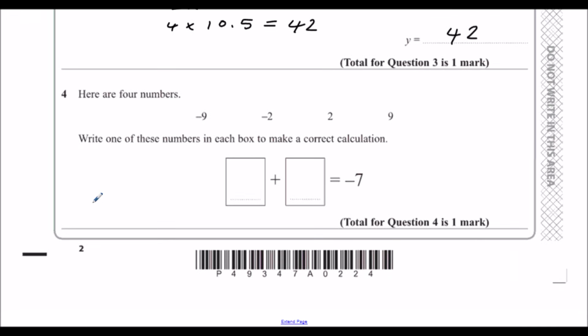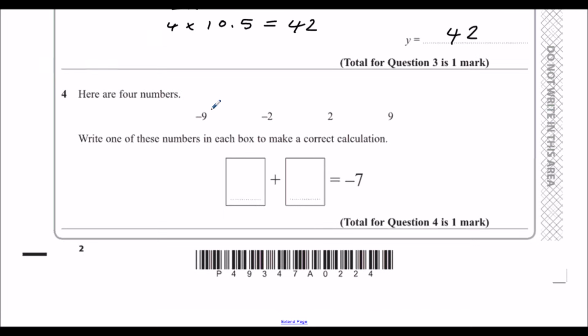Question 4. Here are 4 numbers. Write one of these in each box to make a correct calculation. So which of these 2 numbers we're given here add up to give a -7? So we've got -9, -2, 2 and 9. And which of those added together will give us a -7?